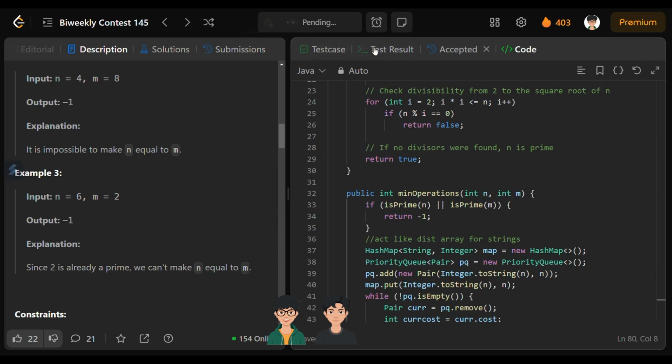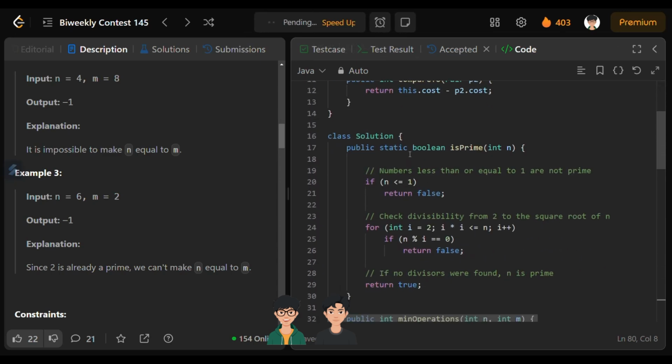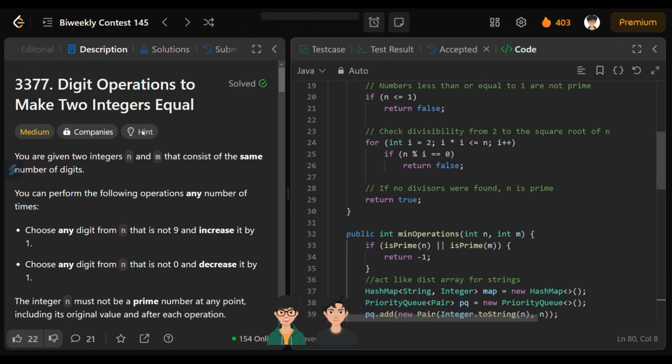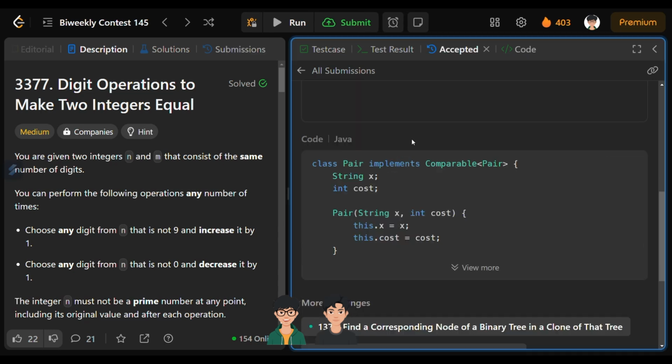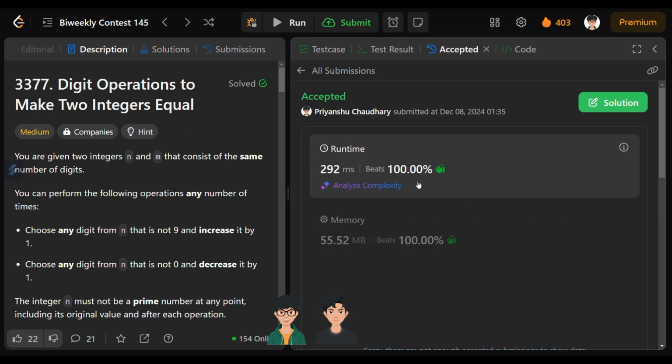Let's try to submit it. Yes, it's getting accepted, 100%. We can't see the complexity, but that's LeetCode's limit.